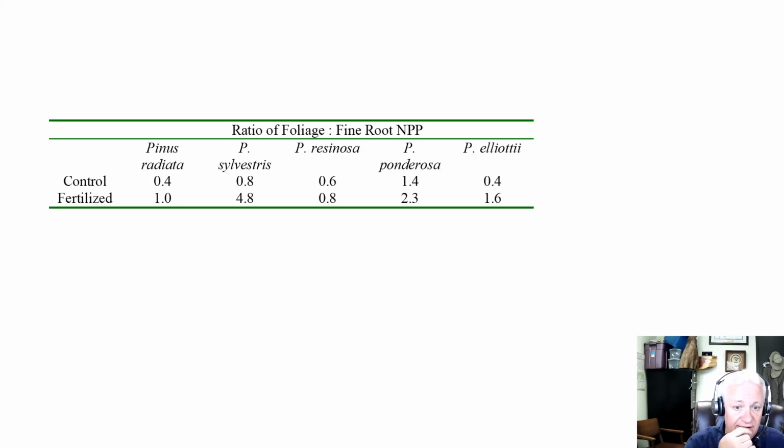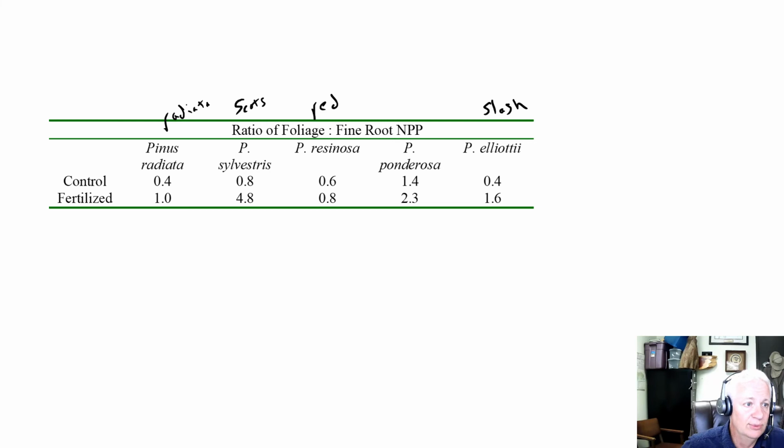What we do see, however, is a shift in allocation. We see a shift in where photosynthate and biomass goes. So this is a summary of data from fertilization studies in a number of pine species. So these are a number of different pines. This is radiata pine. This is Scots pine. This is red pine, ponderosa pine, and you all know this is slash pine.